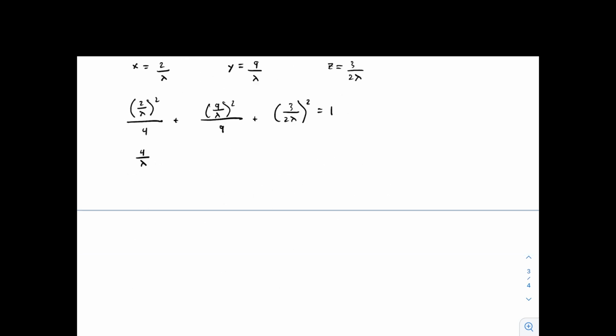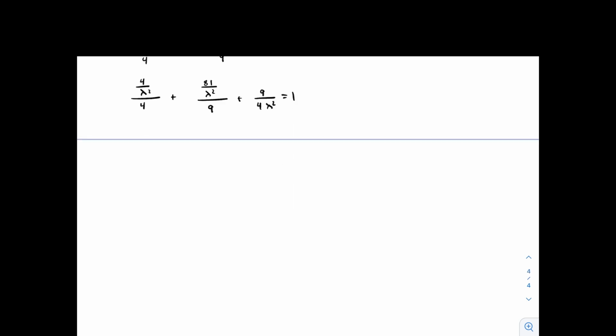Here this is 4 over lambda squared over 4 plus 81 over lambda squared over 9 plus 9 over 4 lambda squared is equal to 1. 1 over lambda squared plus 9 over lambda squared plus 9 over 4 lambda squared is equal to 1.